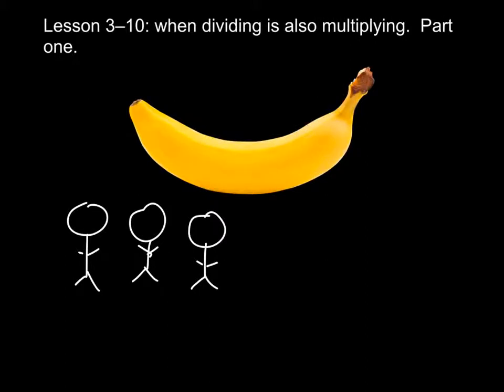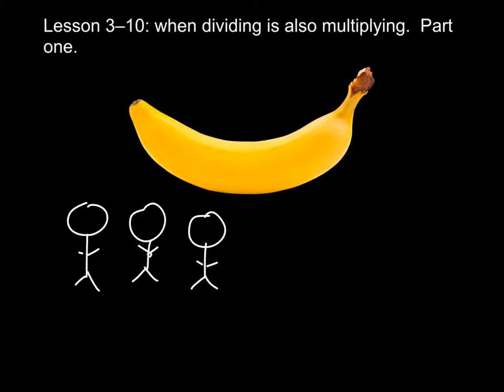Here we have a picture of a banana, and we have 3 people. What I want to do is divide my banana up equally into 3 people. If I were to divide the entire banana up so that I could give it equally to 3 people, I would just simply break my banana into 3 equal parts. Then we could see that each person would get 1/3 of the banana.